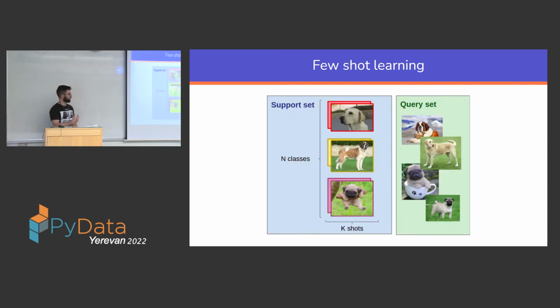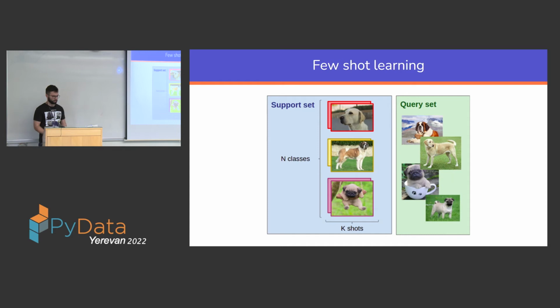To understand this in a more visual sense, here we have a three-way two-shot classification problem, because we have 3 classes, and for each class we have 2 images. And the query set is images corresponding to any class from the support set. So basically, these are the visuals of the few-shot classification problem.